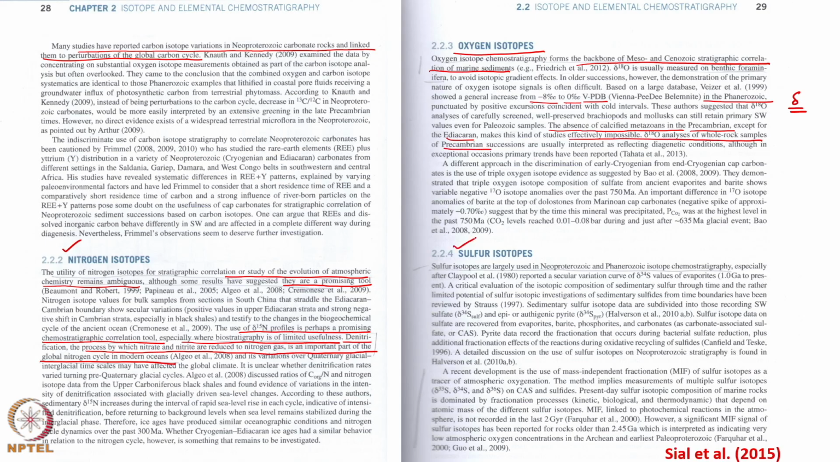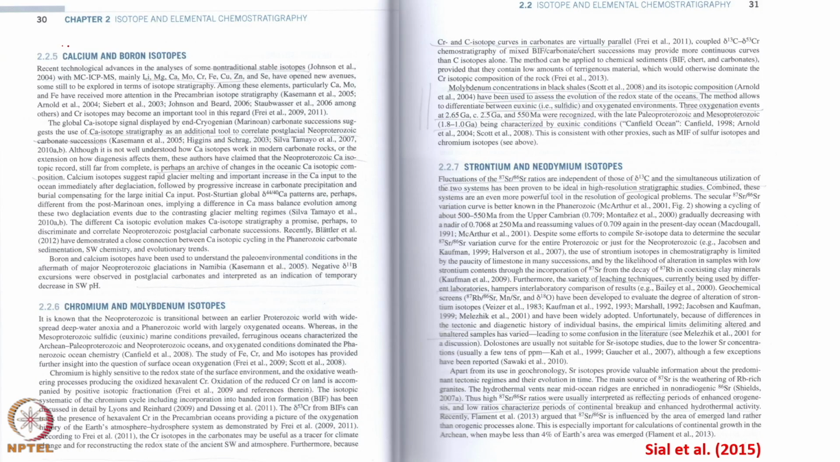Let us take sulfur isotopes. Sulfur isotopes are largely used in the Neoproterozoic and Phanerozoic isotope chemostratigraphy. A secular variation curve of del 34S was found with the evaporites, starting from 1 billion years to the present time. Calcium and boron isotopes.